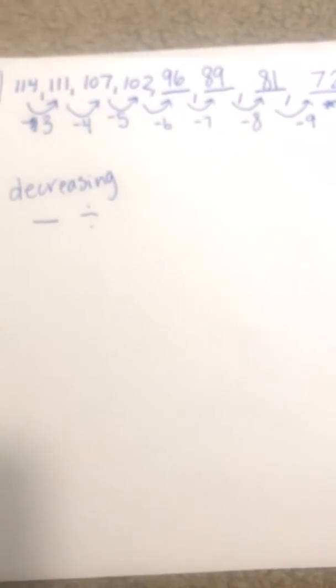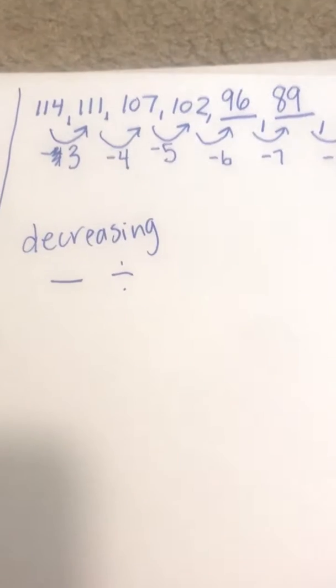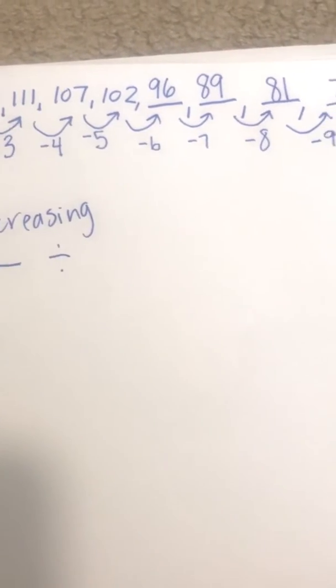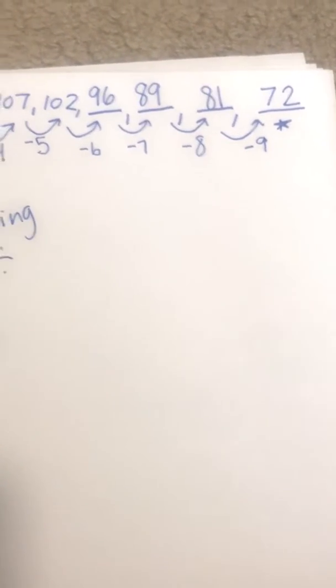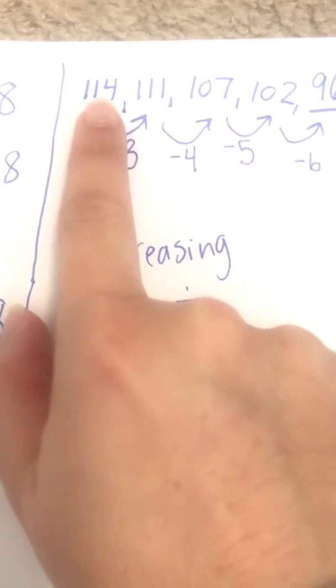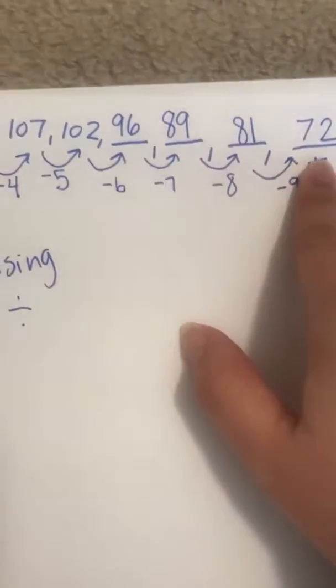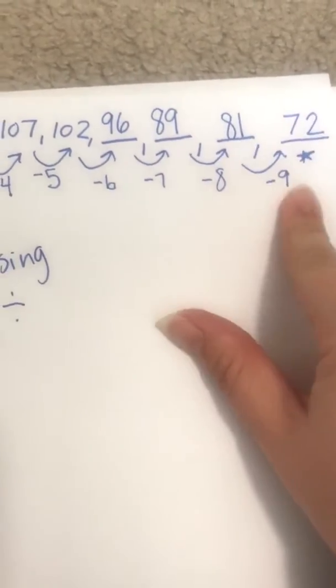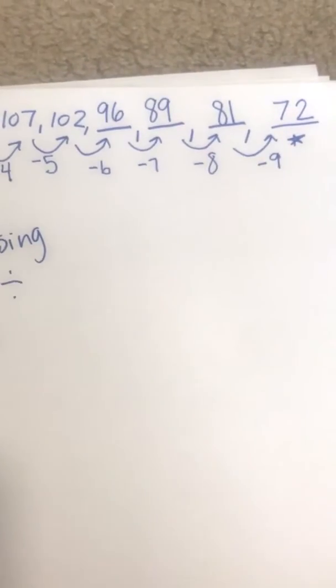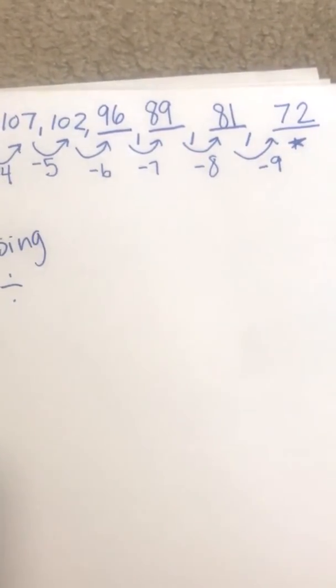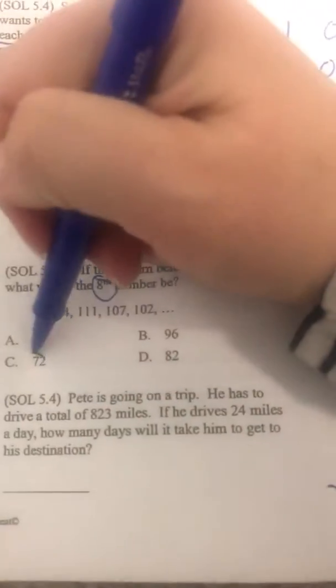Did everyone see what I did there? I'll scoot back so you can see the pattern. So it looks like the 8th number, so notice I put the pattern out 1, 2, 3, 4, 5, 6, 7, 8. The 8th number in the pattern would be 72. Perfect. So I'm going to go ahead and find 72.